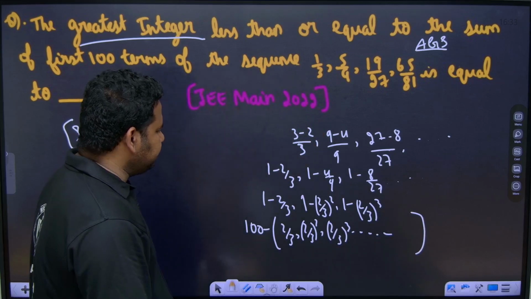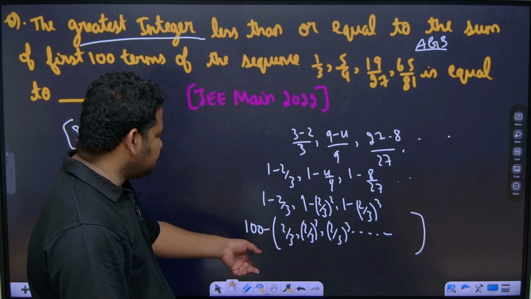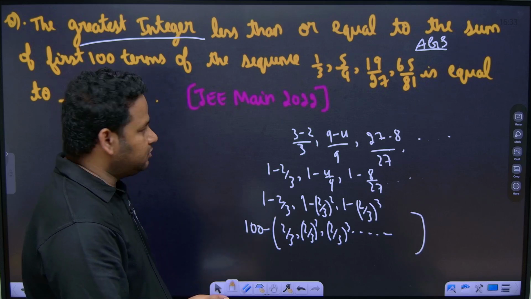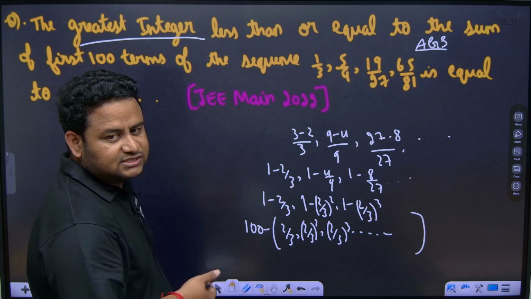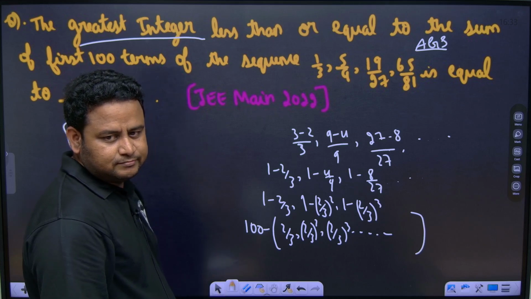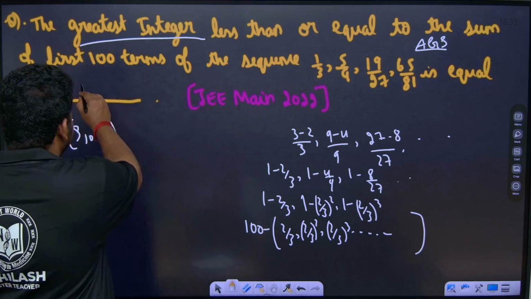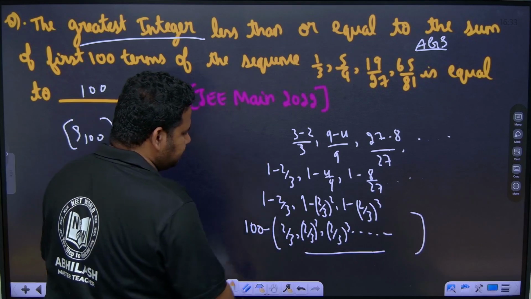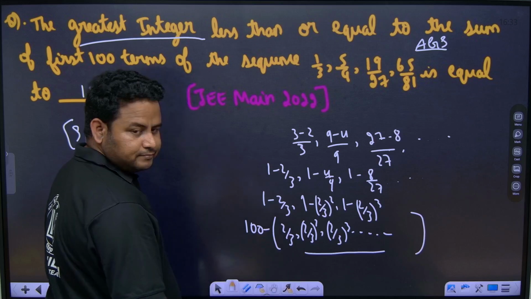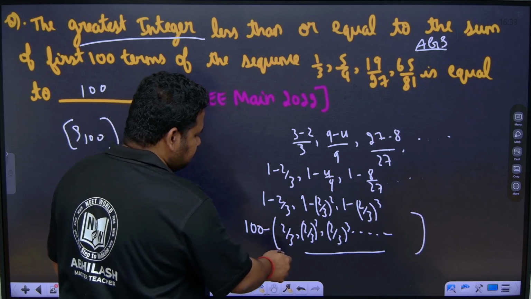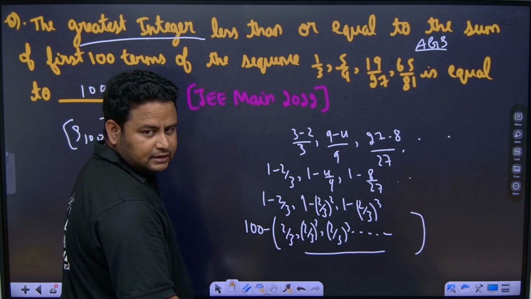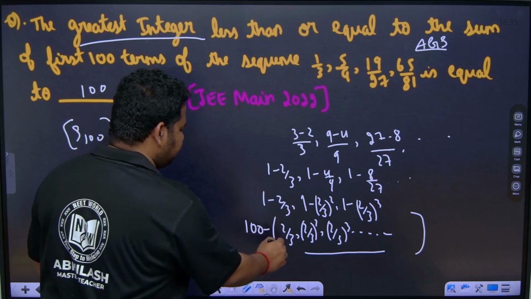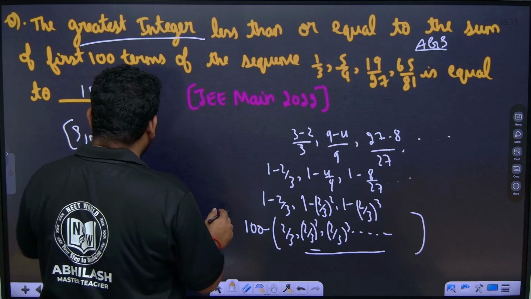Now 100 minus something. So S100 will be equal to 100 itself, because it is the GIF function. This is nothing but a GP. A is equal to 2 by 3, R is equal to 2 by 3, and 2 by 3 means it is less than 1. So the formula will become, directly I cannot write 100.